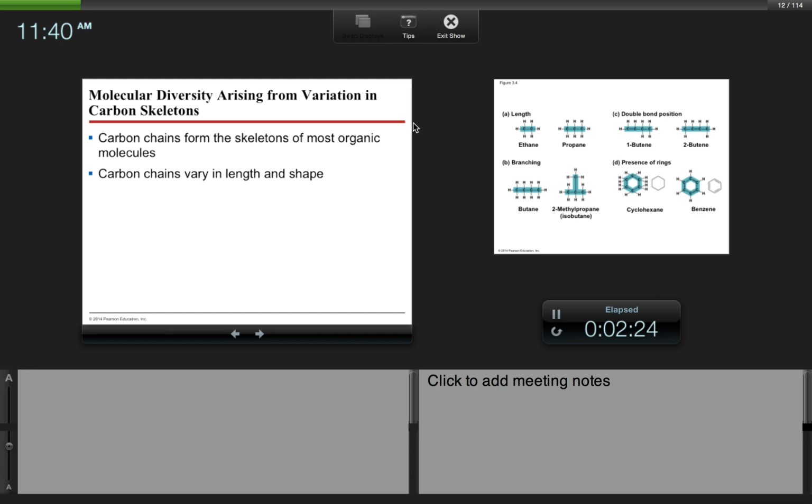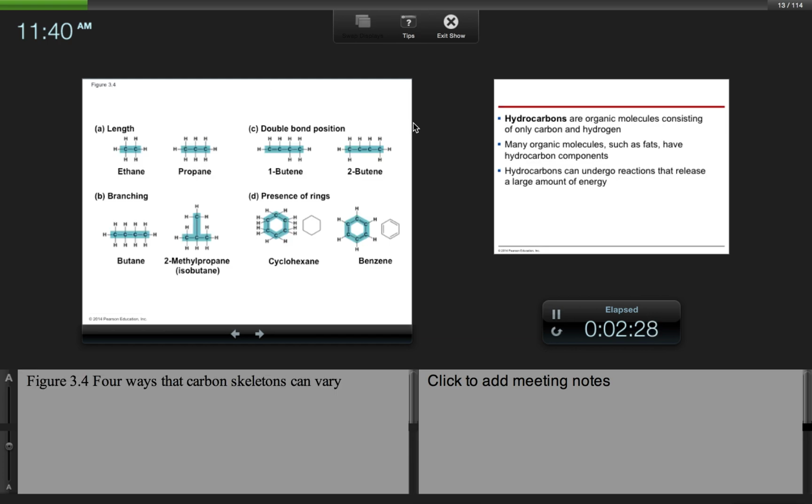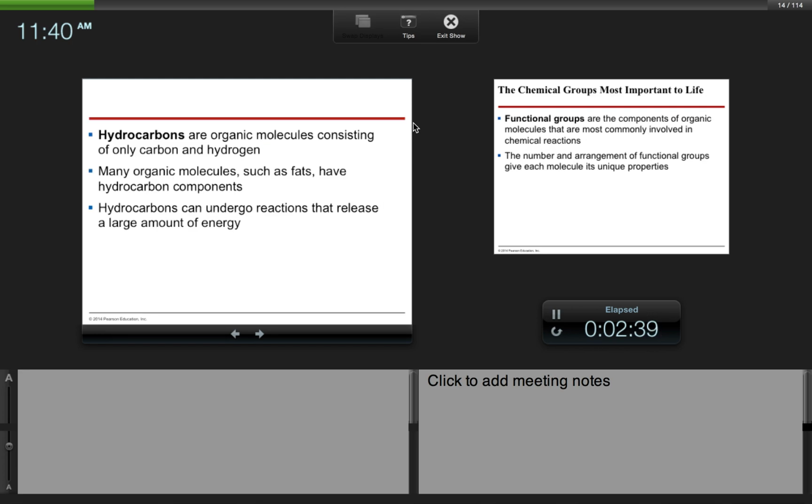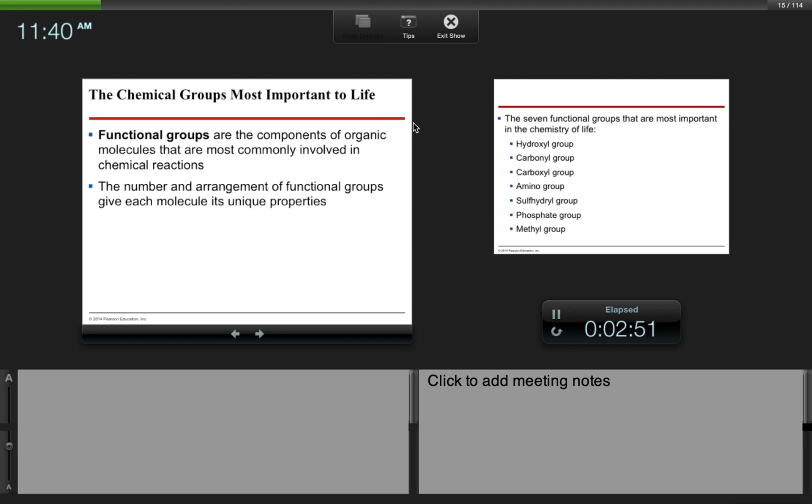Carbon chains form the skeletons of most organic molecules. They can vary in length and shape. So here are some hydrocarbons, those molecules that have just carbon and hydrogen as their elements. Hydrocarbons are organic molecules consisting of only carbon and hydrogen. Many organic molecules, such as fats, have hydrocarbon components. Hydrocarbons can undergo reactions that release a large amount of energy.